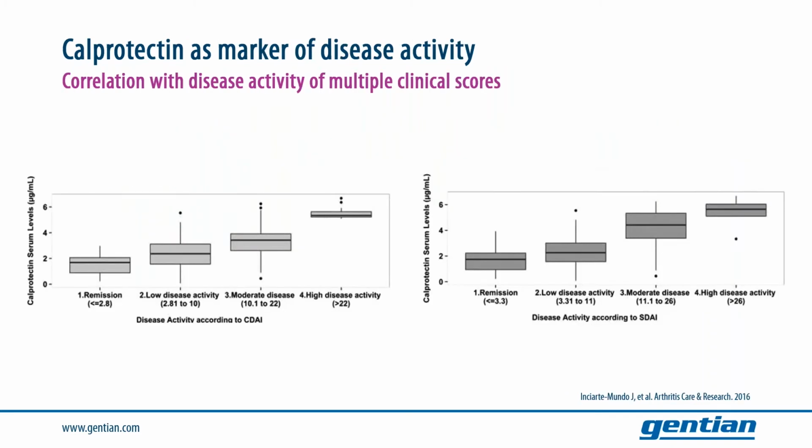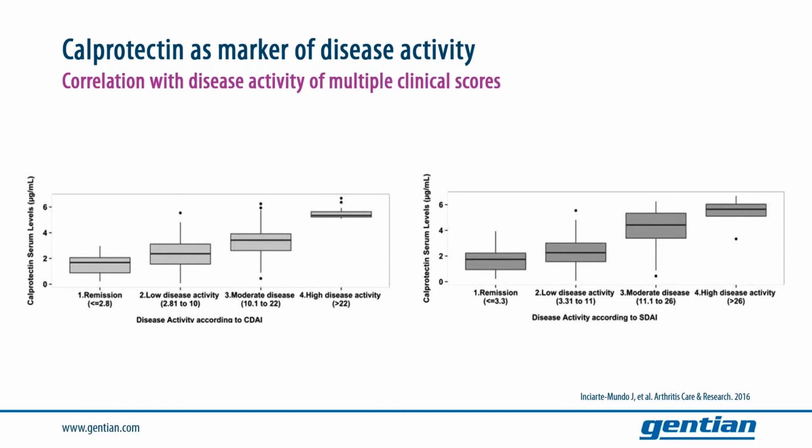Next, I want to highlight that calprotectin levels also correlate with disease severity and activity. In this study, the authors evaluated how calprotectin can stratify disease activity in RA patients receiving tumor necrosis factor inhibitor treatment. Calprotectin levels were significantly lower in patients in clinical remission compared with those with low disease activity, and also showed a stepwise increase with disease severity for all analyzed clinical scores.